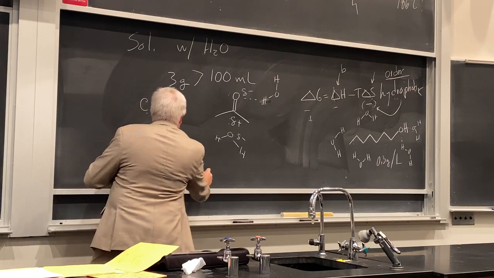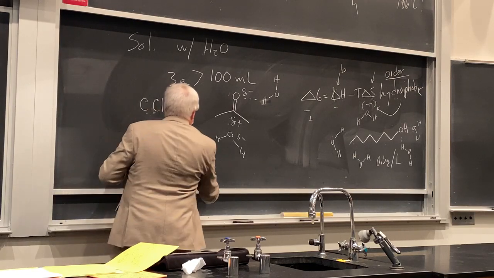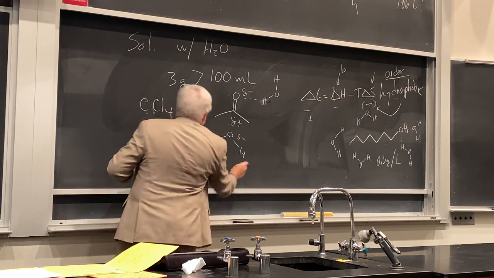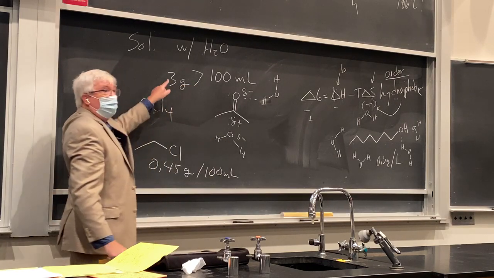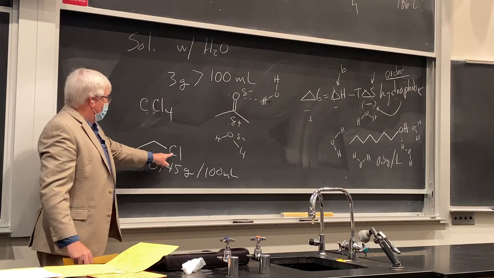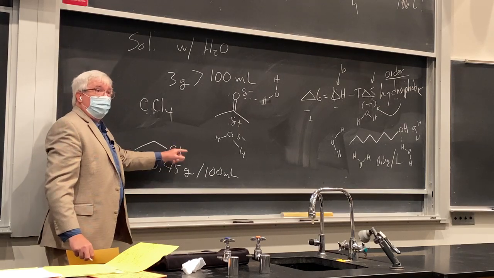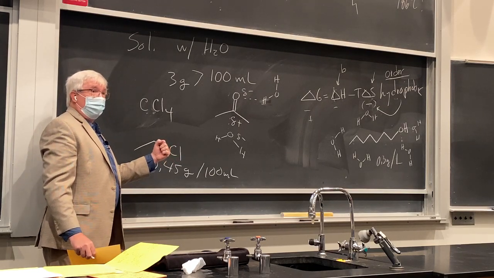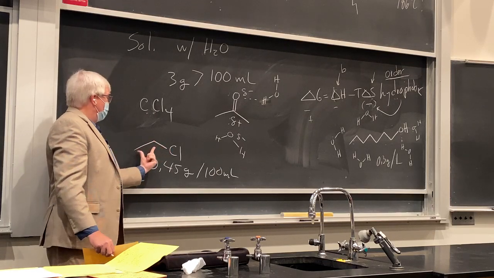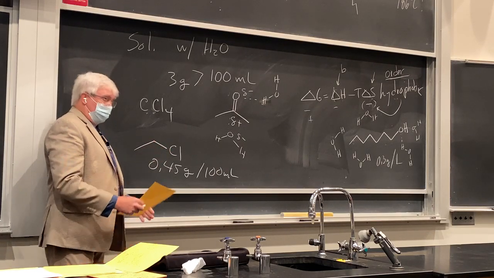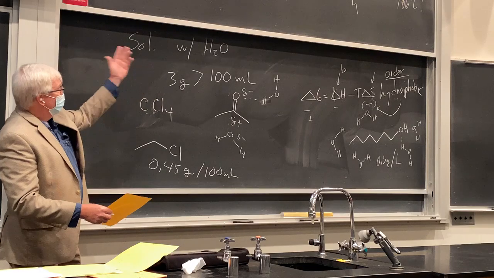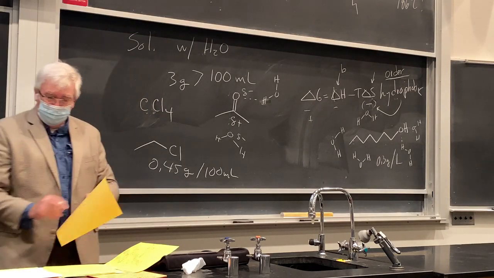0.45 grams per 100 mL. So that's way below the 3 grams per 100 mL, okay? And that's because you don't get the hydrogen bonding here. These lone pairs are held too tight. You don't hydrogen bond with water, okay? And then you've got the greasy ethyl group that you have in ethanol, but ethanol is infinitely soluble there.